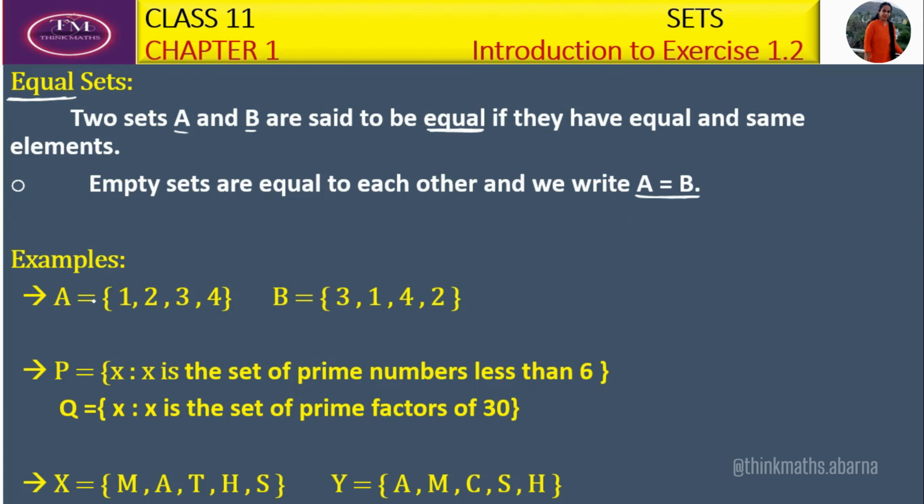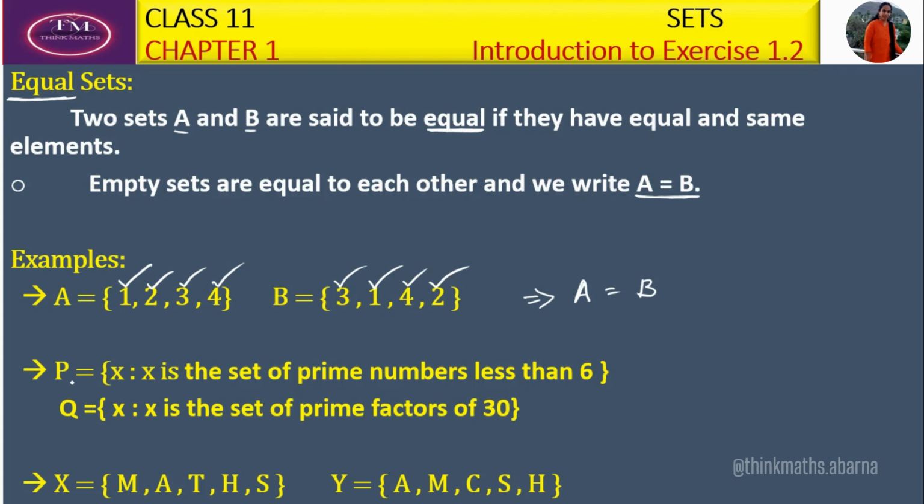For example, we took two sets. A is equal to {1, 2, 3, 4}. What is B? B is equal to {3, 1, 4, 2}. Let us check this. Yes, 1 is here. 2 is present in B. 3 is present in B. 4 is present in B. So they have an equal number of elements. Both A and B have 4 elements and the same elements. Order can be changed, but the elements should be the same. Then we can say A equal to B.